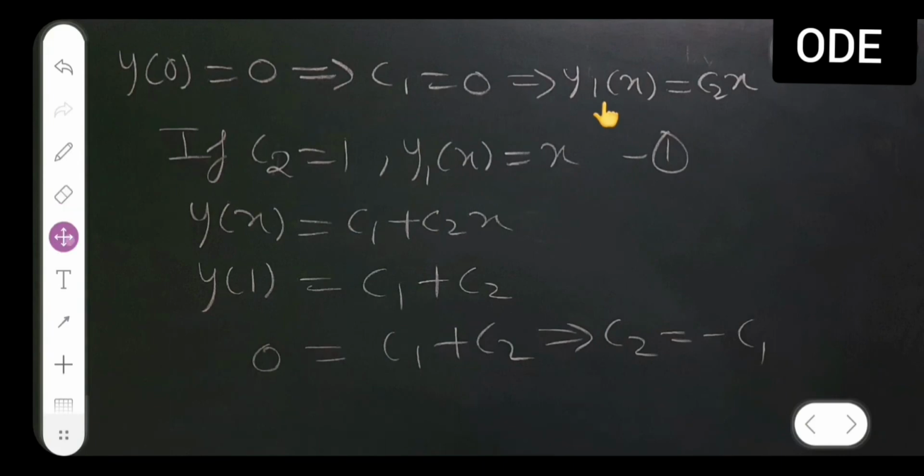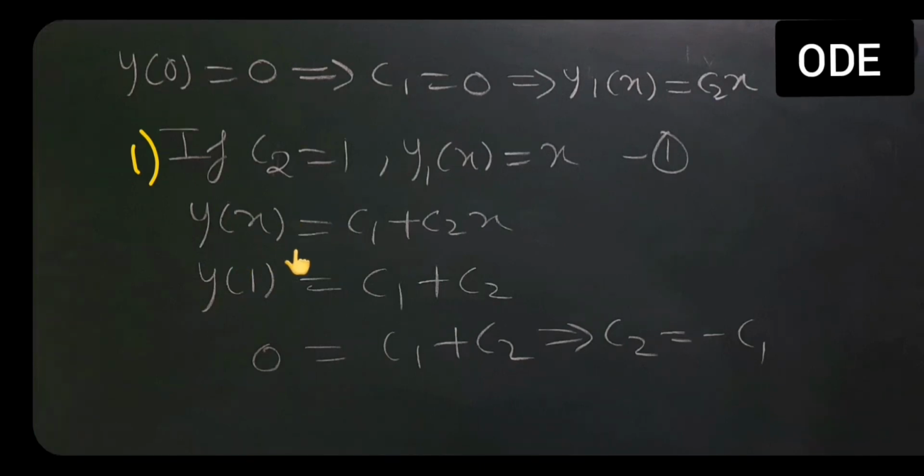Now next is what? If c2 is equal to 1, then what will I get? y1 of x is equal to x, and take this as 1, okay? And this is nothing but your first one leg. So now y of x is equal to c1 plus c2 of x. I have taken the general solution.